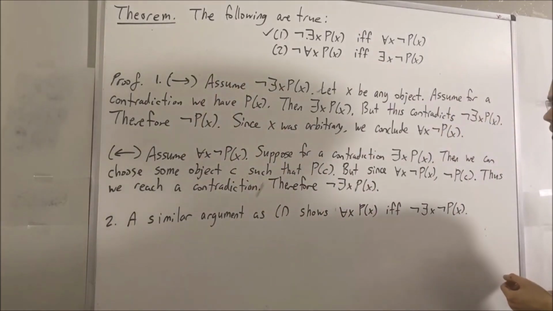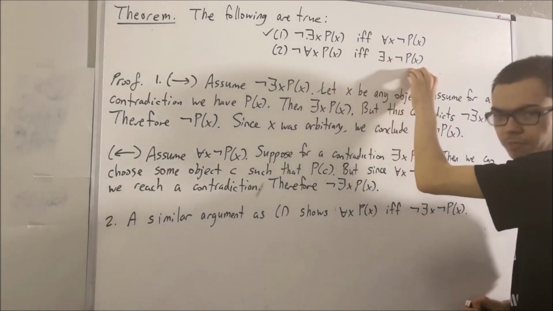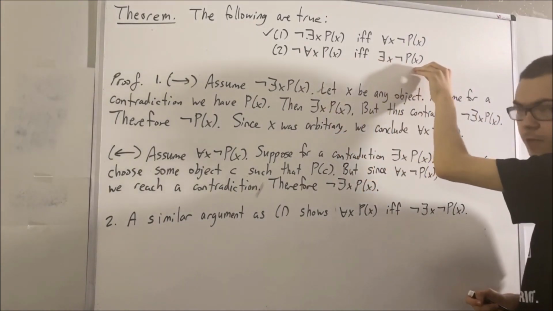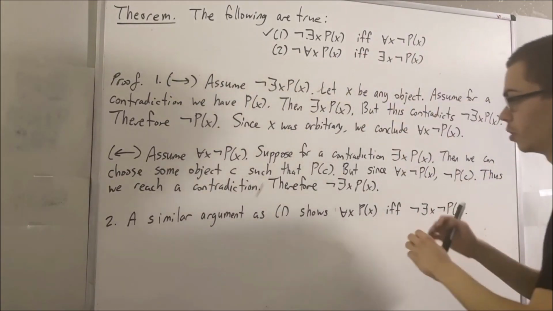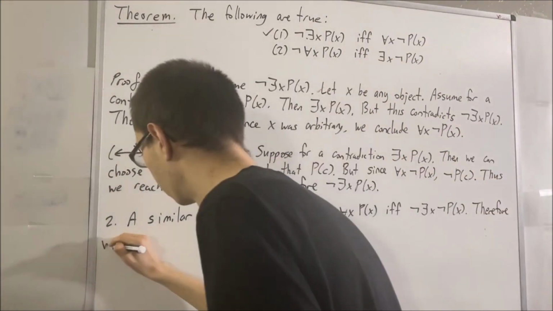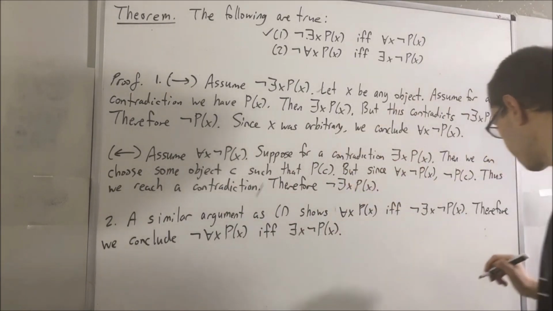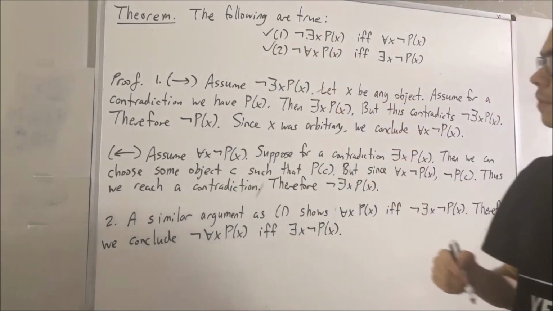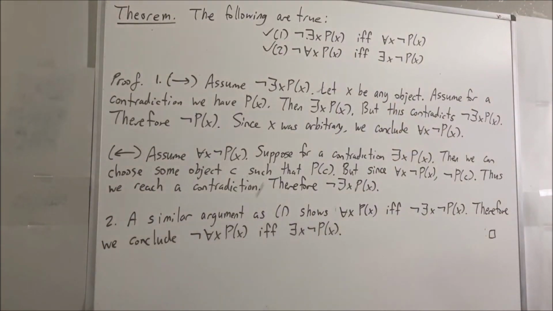But really, to say that this is false if and only if this is false is equivalent to saying this is true if and only if this is true, right? It's just two contrapositives. So we can conclude that this is true if and only if this is true. And so this completes the proof, right? And so yeah, that's pretty much the idea of how you could prove this theorem. And yeah, that's pretty much it for this video.